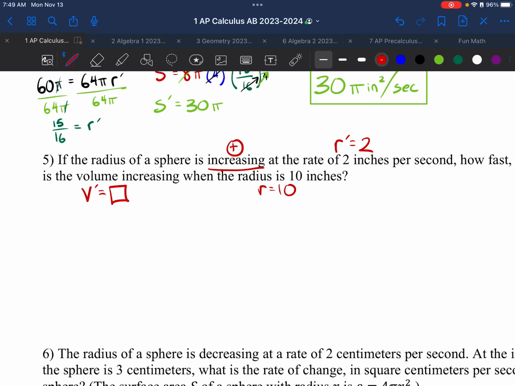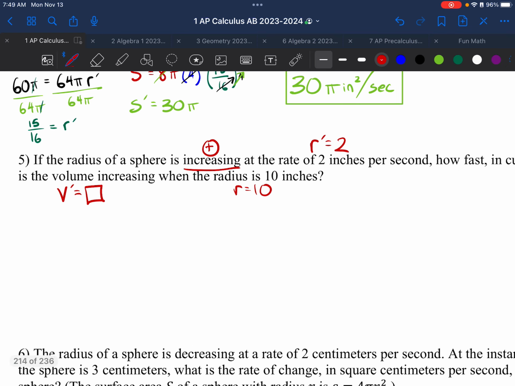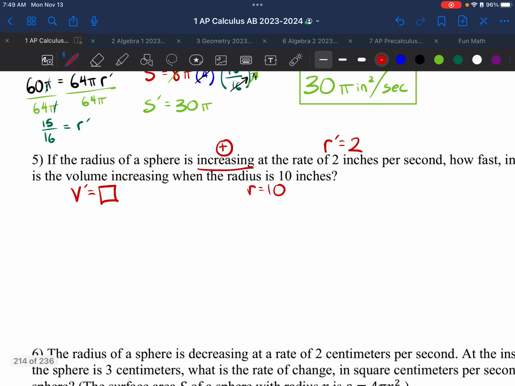All right, well, we're asked to find a v prime. It's weird that in this problem they don't give you an equation. Usually they always give you an equation. So v prime in this case, I happen to know off the top of my head, is going to be 4 pi r squared r prime. And hey, I have an r and an r prime, so I can just plug those in, and I think I'm done.